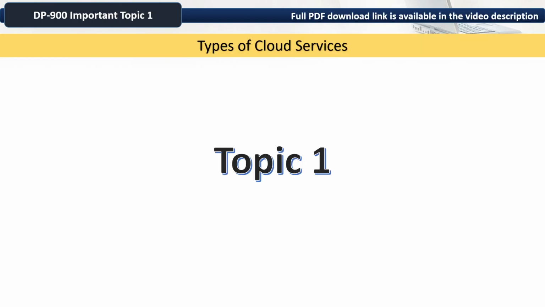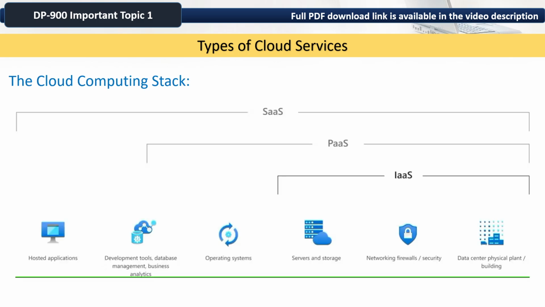To our first topic, types of cloud services. Here we have a diagram explaining to us the cloud computing stack. It is basically used to describe how different cloud services stack on top of each other. At the first stage, we have IaaS that covers servers, networking, firewalls, and data centers. That is our basic infrastructure.